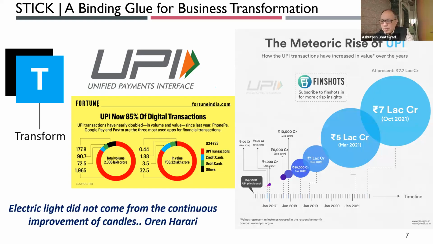And again, a very important quote which comes to my mind is by Oren Harari. He says that electric light did not come from the continuous improvement of candles, right? Yes, we did have credit cards in India. We did have ATM cards in India, but they had a limitation to how far they could be innovated. The real innovation came when you moved the needle from these cards to a digital transformation through mobile phones, right?